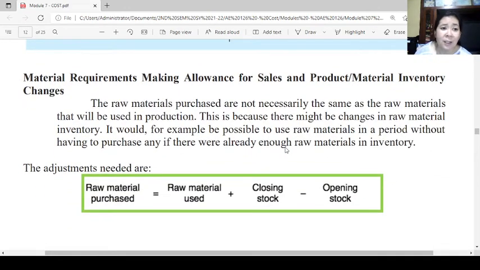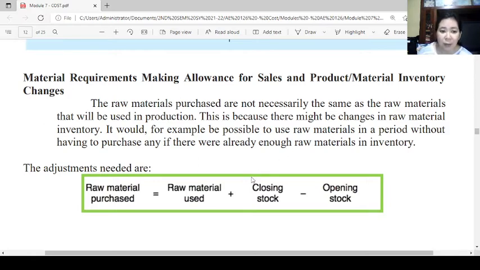For materials requirement, we make allowance for sales and product or material inventory changes, meaning changes from beginning to ending balances. So raw materials purchased are not necessarily the same as what will be used in production, because there might be changes in raw materials inventory. For example, it would be possible to use materials in a period without having to purchase any, because we still have enough inventory from our beginning balances.